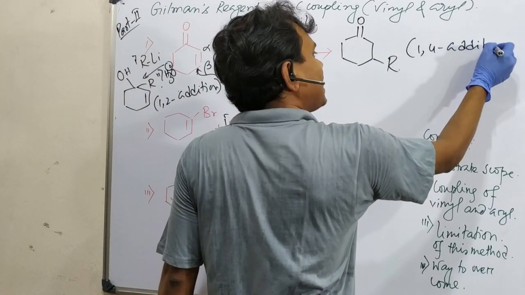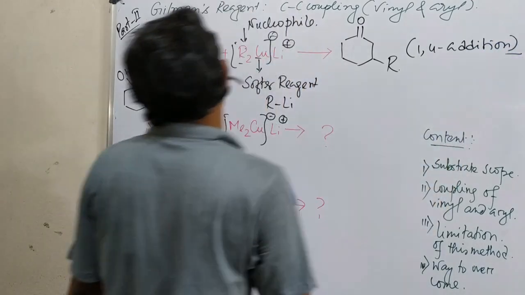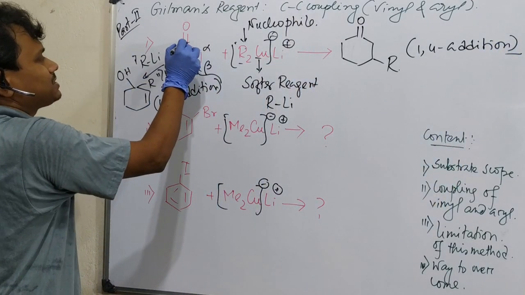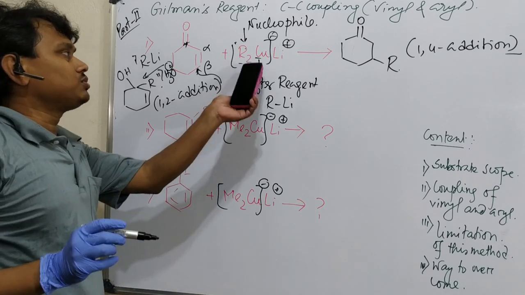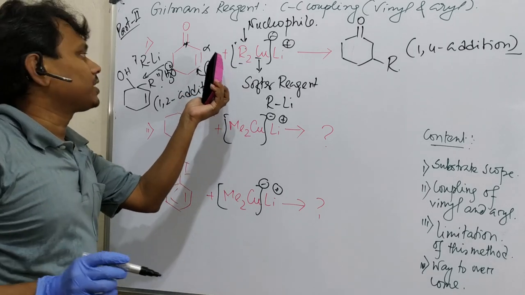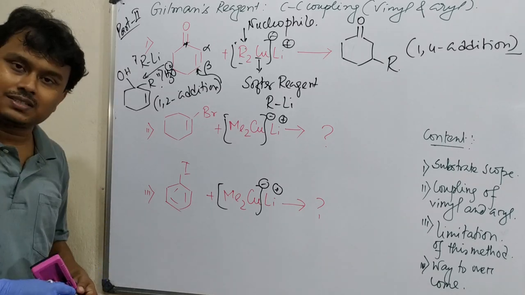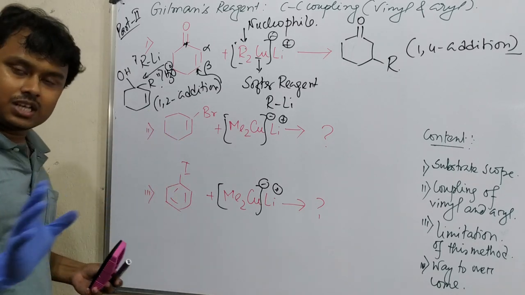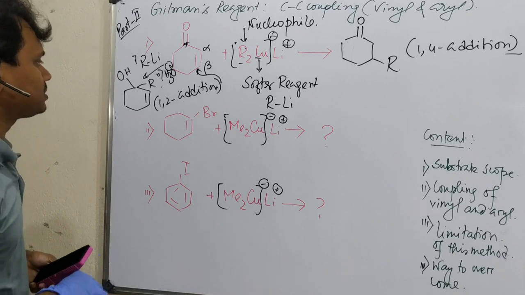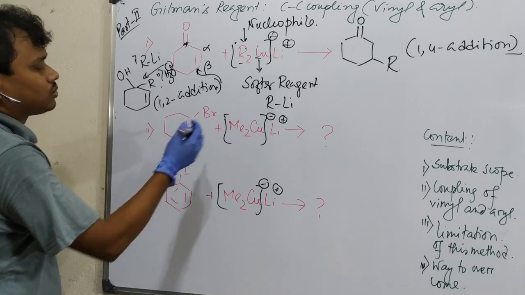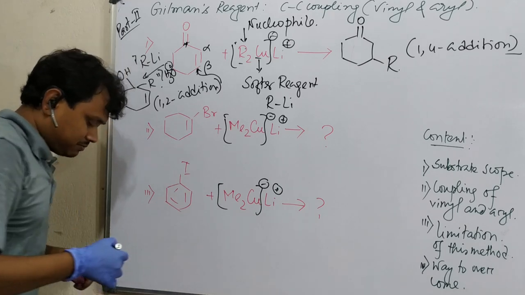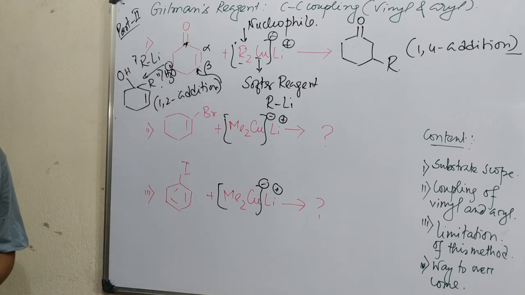Because RLi is a harder reagent, it prefers the hard center, that is this carbon, and R2CuLi is a softer reagent, that's why it prefers to attack the beta position. Fine, so that is the first example. These are the three most important examples. Later I shall give you a few more examples. In the second case, this is very interesting. What will be the product?